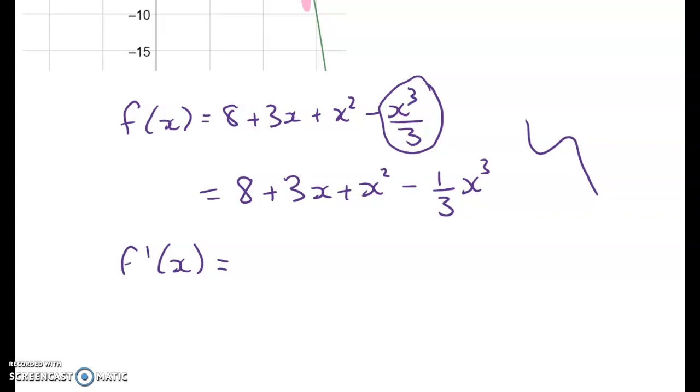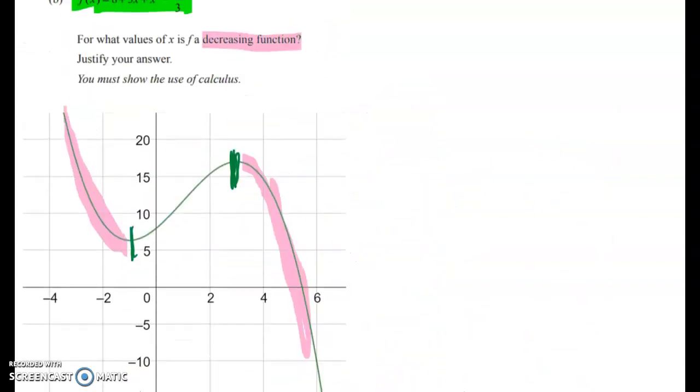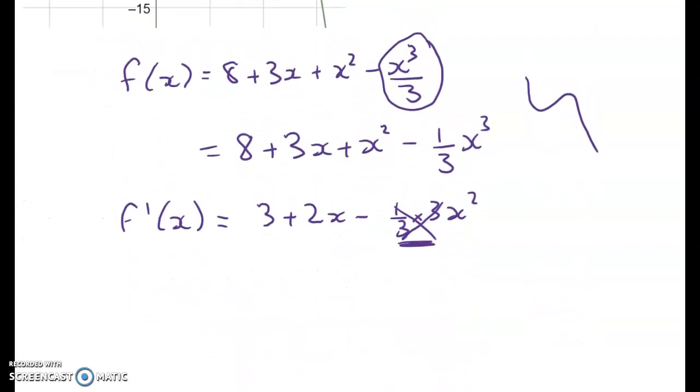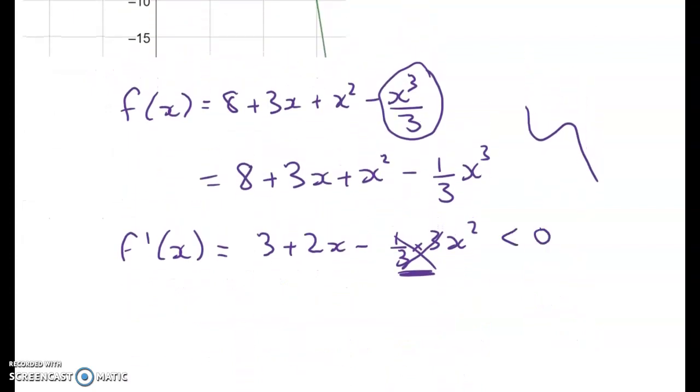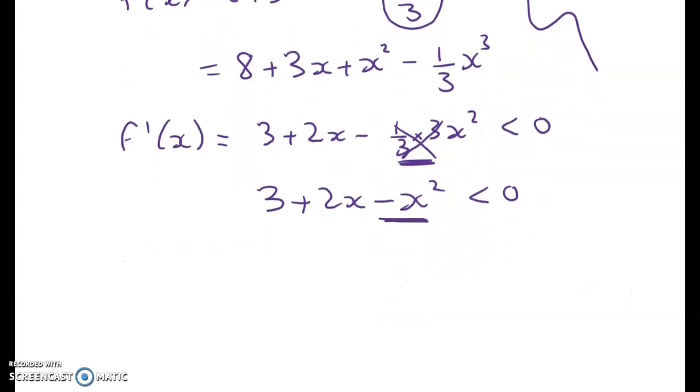So f dash of x is equal to 3 plus 2x minus, and we've got 1/3 times 3, and then it's x to the power of 2. Conveniently, this bit simplifies out. We need to find when the function is decreasing. So we need that gradient function to be negative. So we have 3 plus 2x minus x squared is less than 0. I don't like working with a negative x squared term. I'm going to be solving this as an equation.